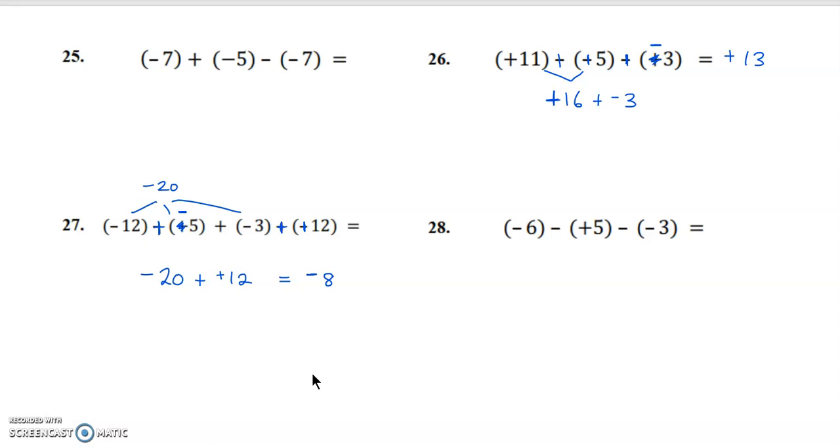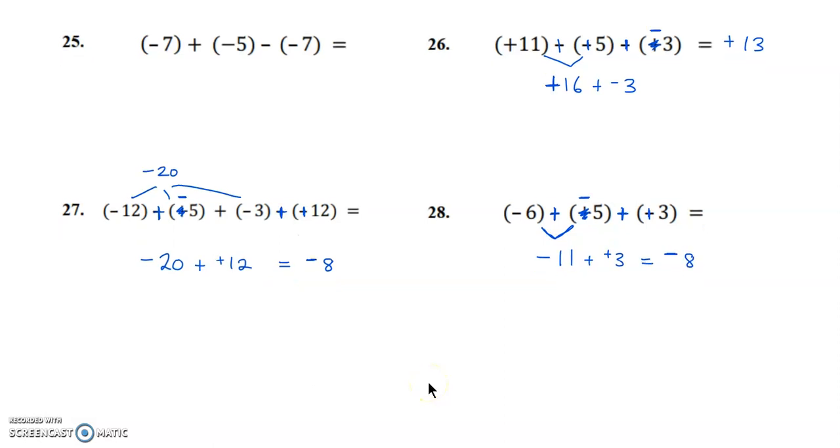Number 28, we're going to change to adding, change to the opposite, change to adding, change to its opposite. Let's combine the negatives. Negative 6 plus negative 5 is negative 11. Plus positive 3 means we're going to subtract and keep the negative sign. 11 minus 3 is 8.